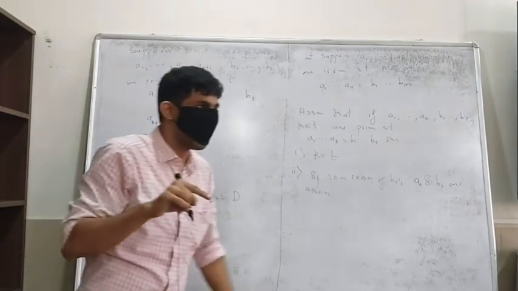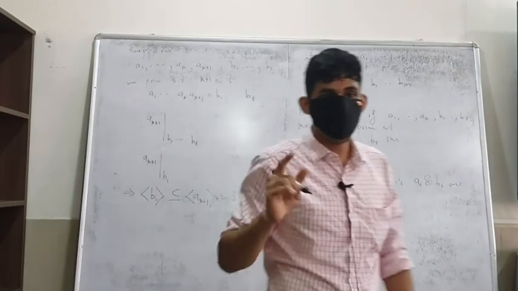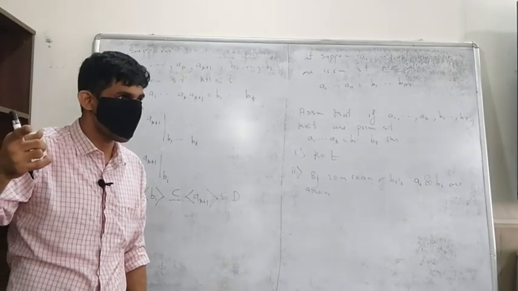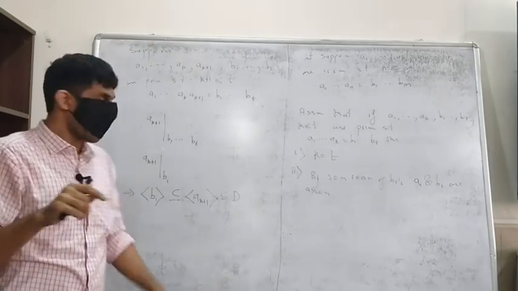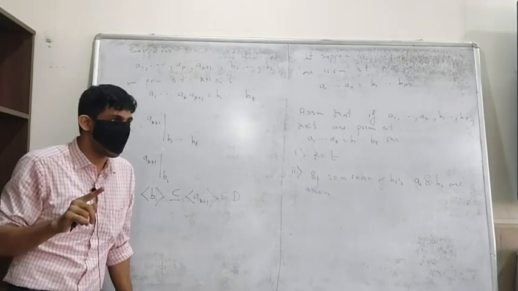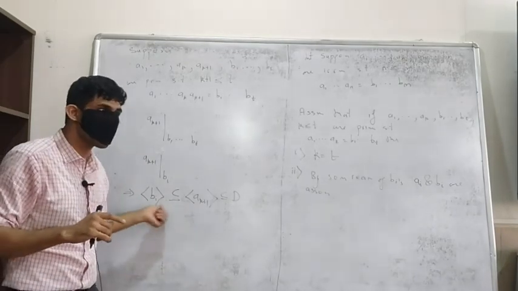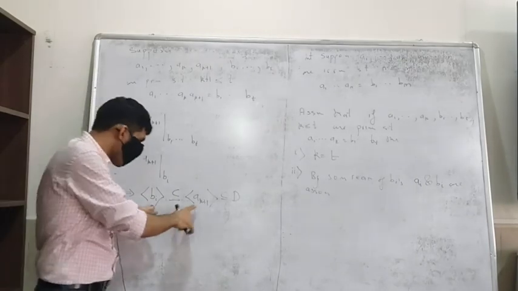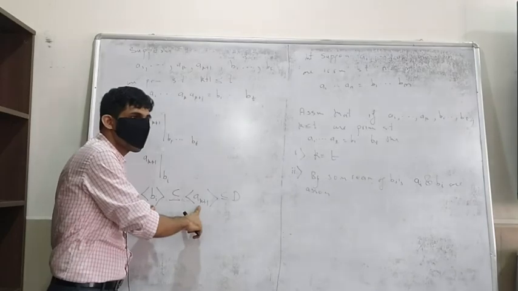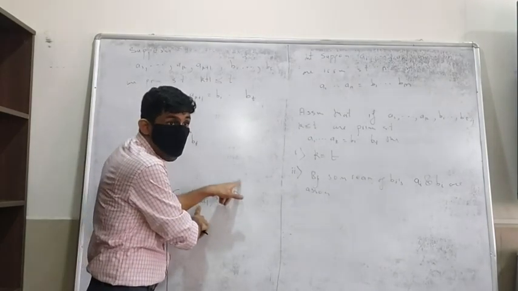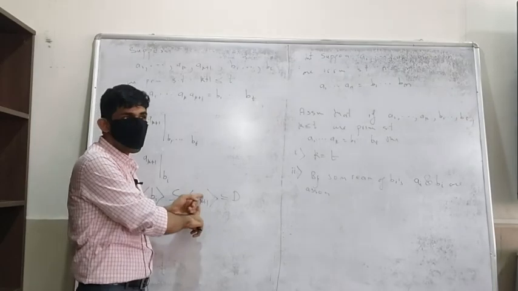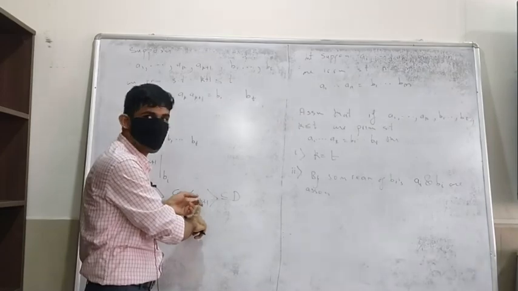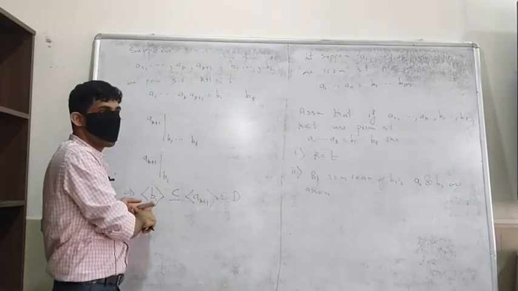Now we know that in PIDs, irreducibles always generate maximal ideals, which means that these are both maximal ideals. So what is the possibility for this? It can either be the entire D, but if it is the entire D, what does that mean about a(k+1)? It's a unit. We know it's not a unit because it's an irreducible. Therefore this has to be this.